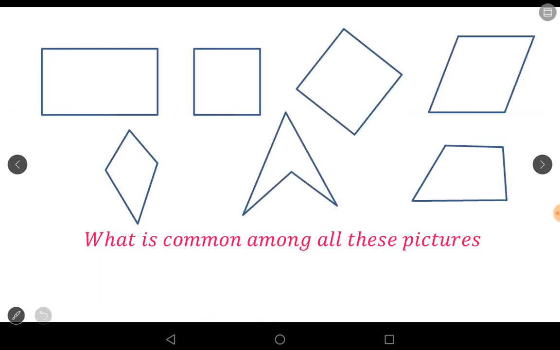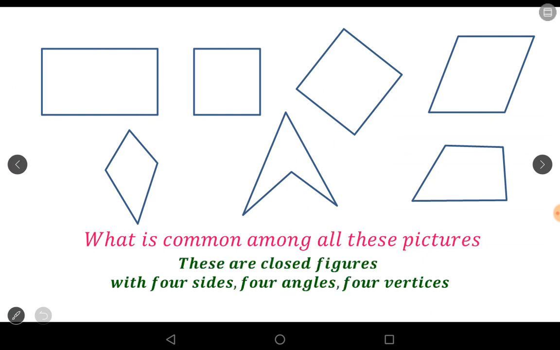Observe here, on the screen 7 figures are given. What is common among all these figures? All these figures have 4 sides, 4 vertices and 4 angles. These are all also closed figures. 4 sides, 4 angles, 4 vertices.